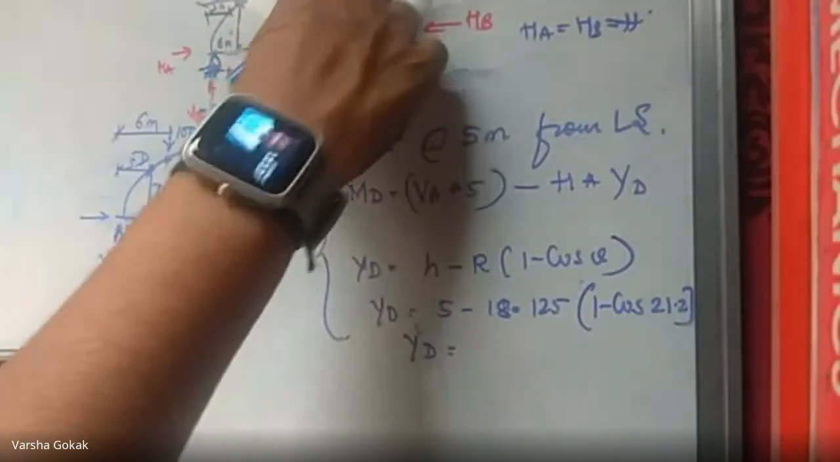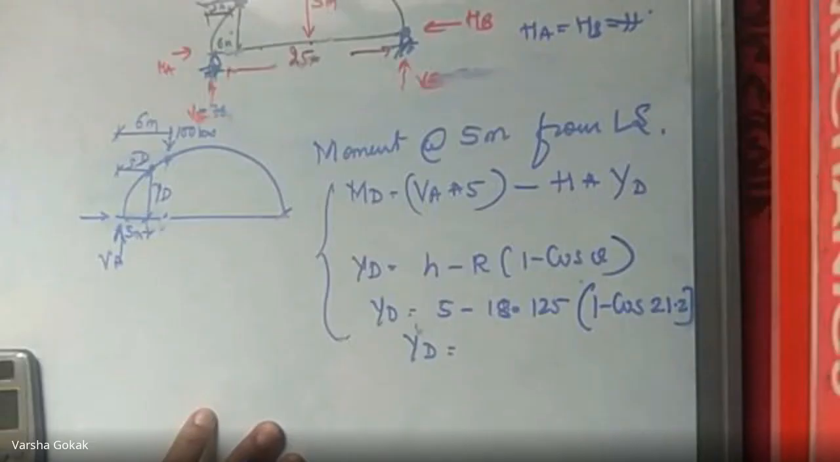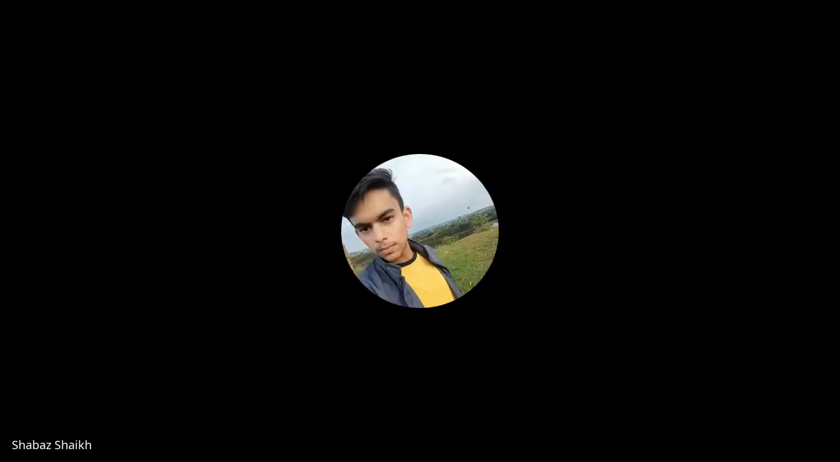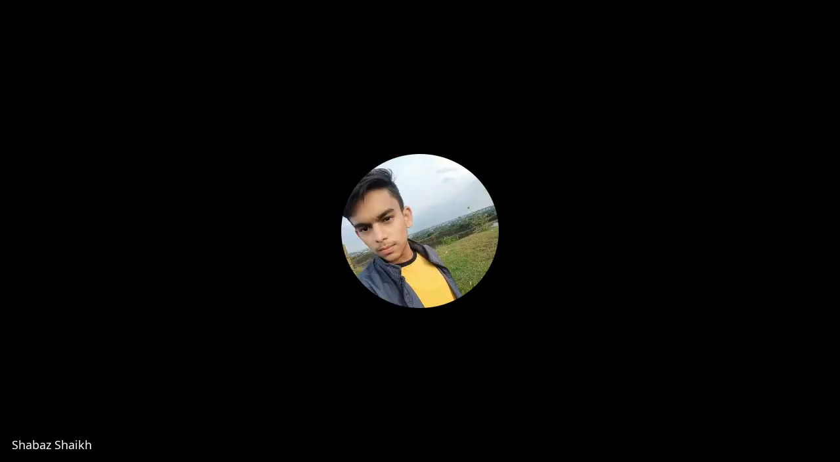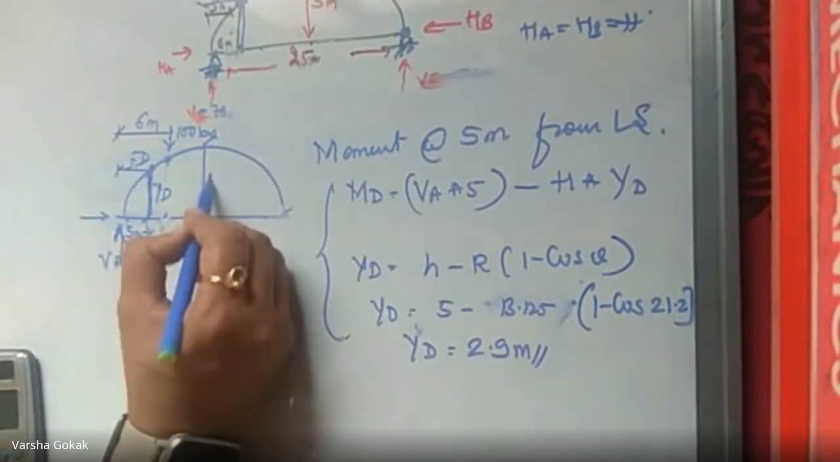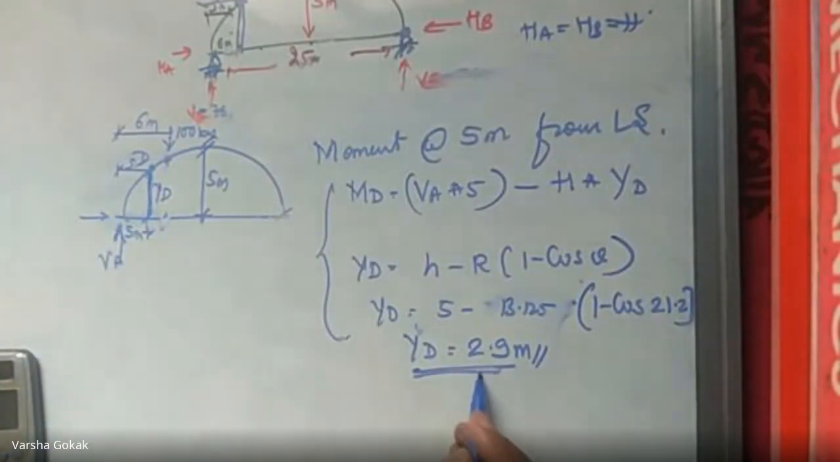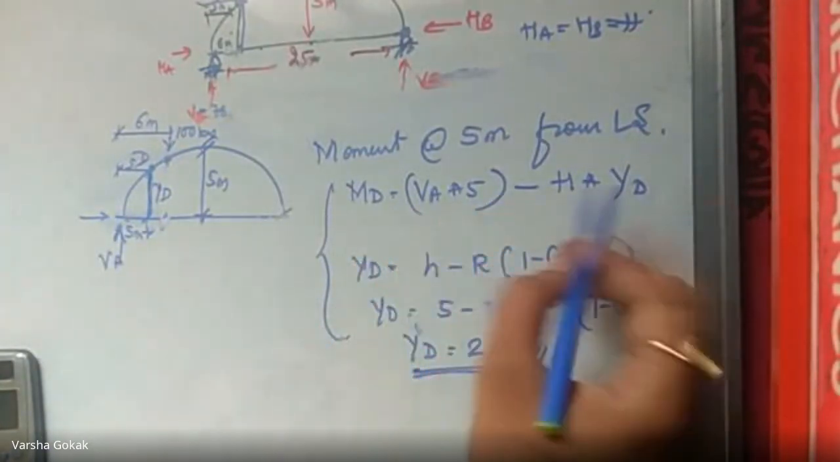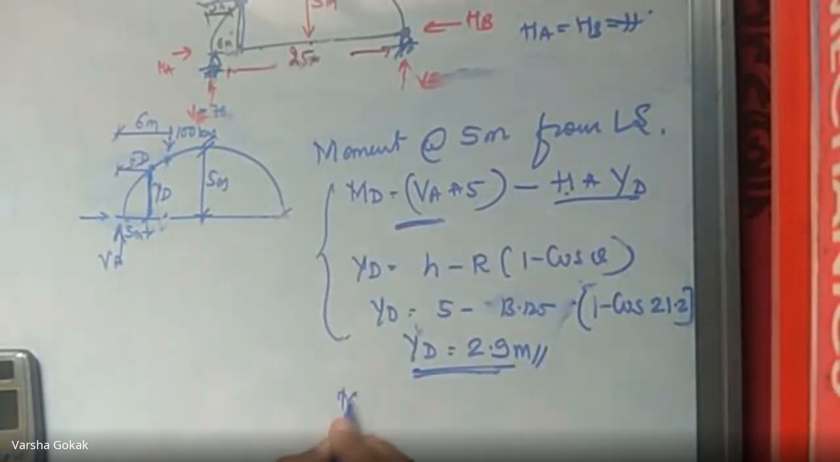YD would be less than this, no? 5 meters. See, I'm telling you this distance. YD is this distance, this one. So this crown is 5 meters. So I need YD. That would be less than 5 meters. So that VA into 5 minus H into YD, I will substitute. The H value you know, will substitute into this equation and get the value of moment.